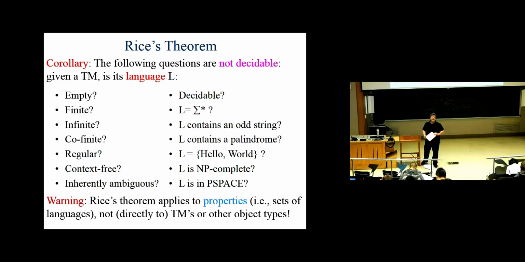Now, let me give you a very important caveat here. This is about types again. This theorem, Rice's theorem, applies to properties. It doesn't apply to machines directly. It doesn't apply to states directly. It doesn't apply to shoes or cars. It applies to properties. So we're not saying that you can't compute anything in the universe.